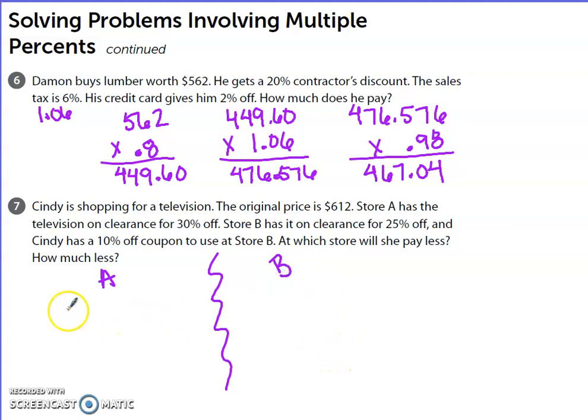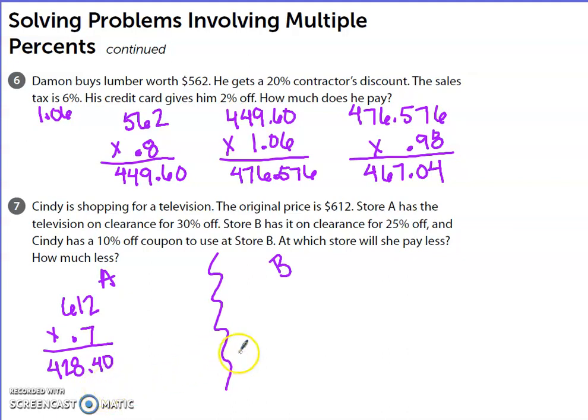At Store A, it's 30% off. If it's 30% off, she's going to spend 70% of the total price. So that's 612 times 70% of the total price. At Store A, she's going to spend $428.40.